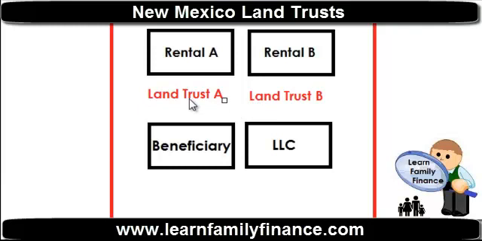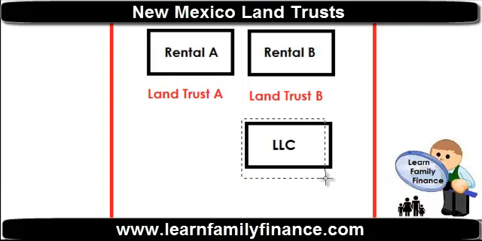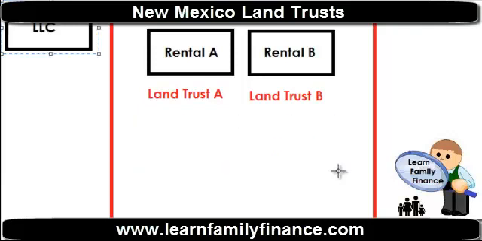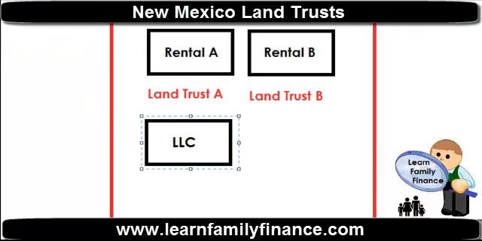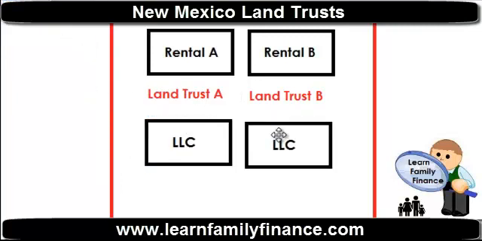But maybe these are more valuable, and so maybe what you want to do there is set up a land trust A and land trust B. Maybe even want to take it a step further so that the beneficiary has two different LLCs. It could have LLC one or LLC A, and LLC B. So let me just copy that down. So it would look more like something like this, and so it would look like that.